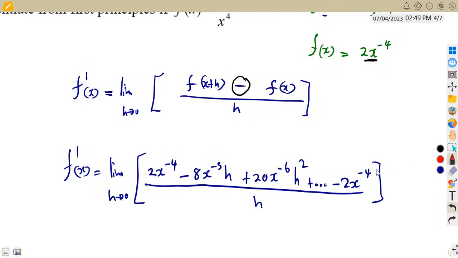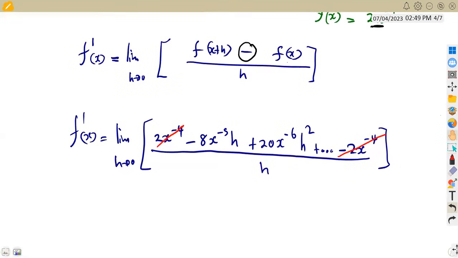And here we can now simplify. We've got like terms, 2x to the exponent of minus 4 minus 2x to the exponent of minus 4. These two we will cancel. So that means we are remaining with this part inside. So we're just going to remain with the limit as h is approaching 0 of, we can factor out our h since we are just remaining with these terms. These terms contain h, so we can factor out h from the first one. That will be minus 8x to the exponent of minus 5.